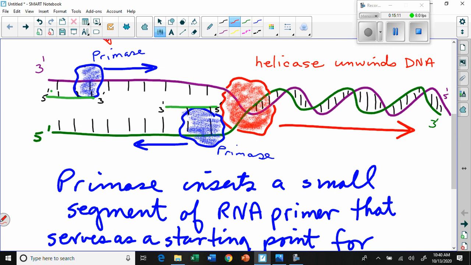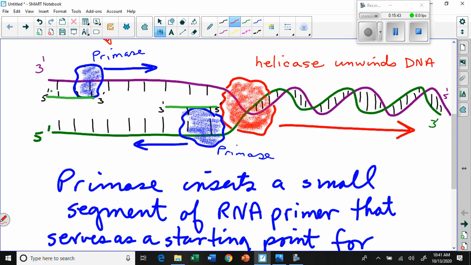You have to assemble in the 5 to 3 direction, which means you have to move towards the right. Let me rephrase that. You have to move towards the right on the top strand, but towards the left on the bottom strand, the 3 to 5 direction, right? The green strand would have to move towards the left.